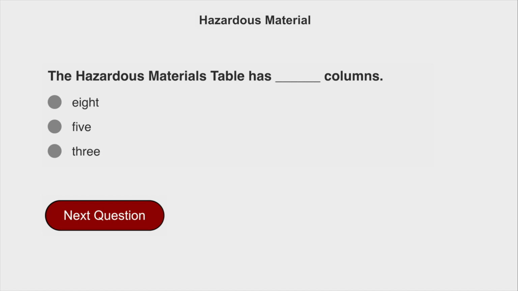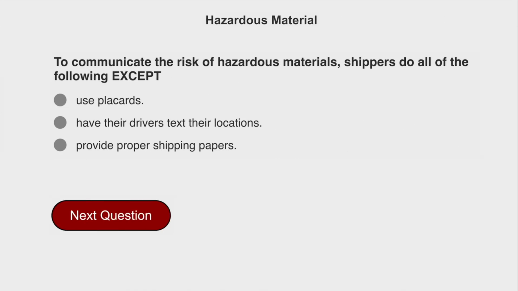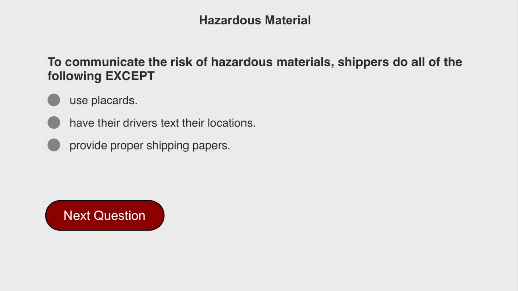The hazardous materials table has columns. 8 columns. To communicate the risk of hazardous materials, shippers do all of the following except have their drivers text their locations.